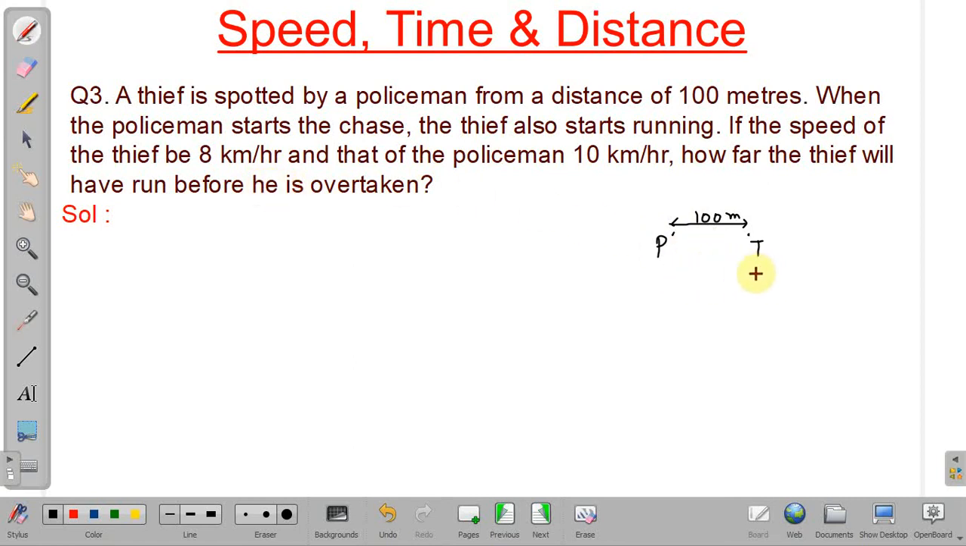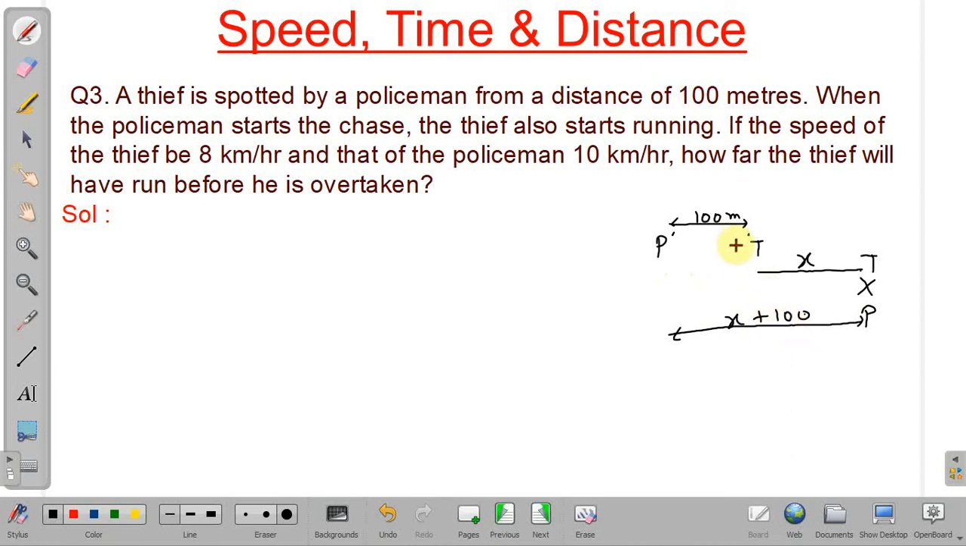Okay, so suppose that point is x, x from the starting point of the thief. So x is the distance traveled by the thief. At this point x, the policeman will catch the thief. So the policeman will also be at this point, and the thief is also at this point. So the distance traveled by the thief is x, and the distance traveled by the policeman will be x plus 100, because the initial distance is 100 meters.